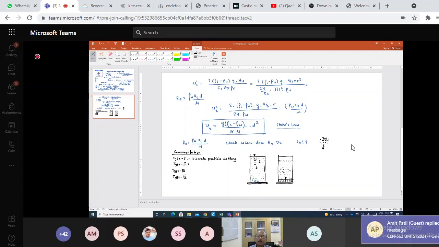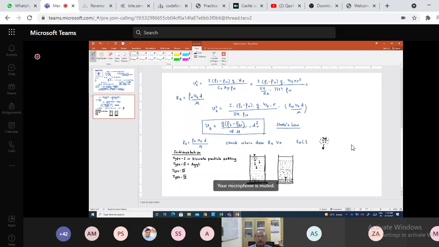Okay, but again, when you talk about discrete particles which do not agglomerate, their velocity remains constant. But for those which agglomerate, their velocity changes as time passes. So we call it agglomerated settling, which is known as type 2 settling.